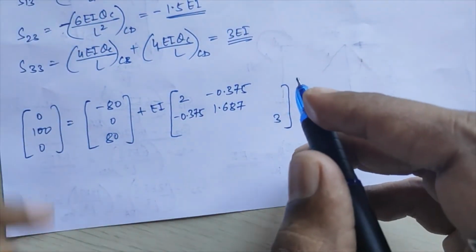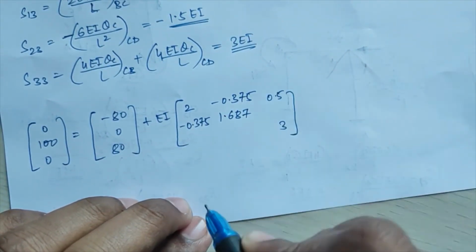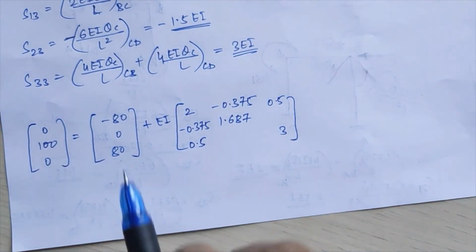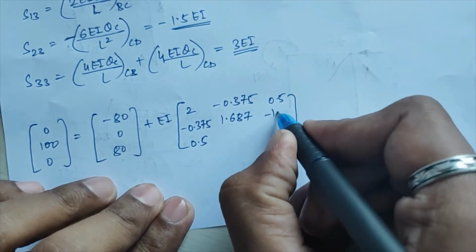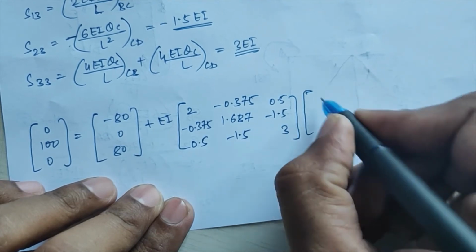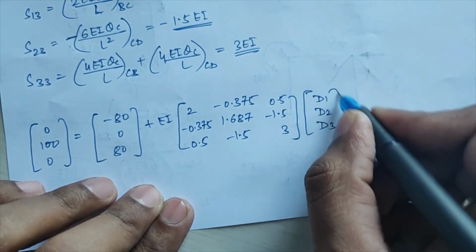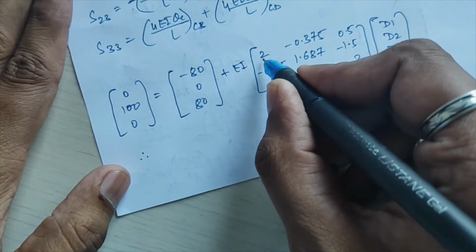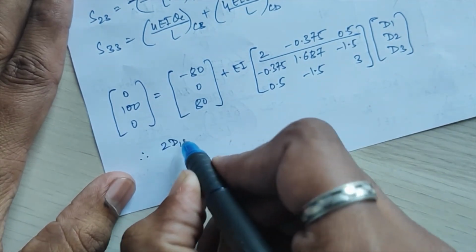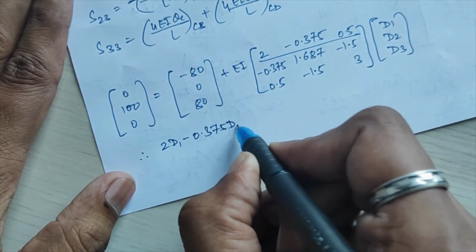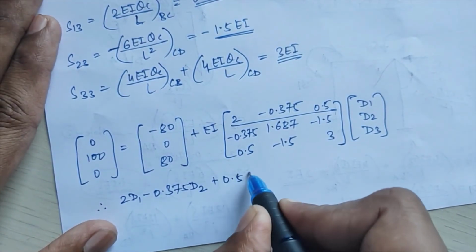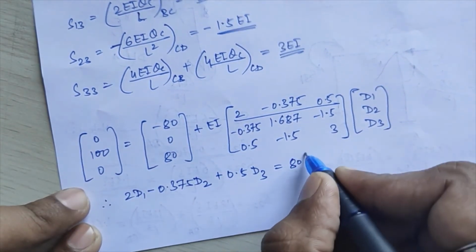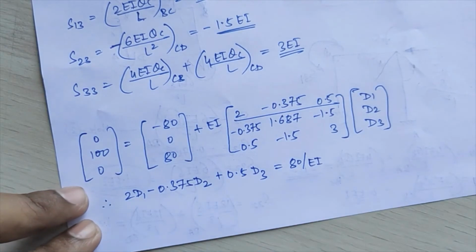Next, S of 1, 3 I am getting as 0.5, the same value for S of 3, 1. S of 2, 3 I am getting as minus 1.5 and S of 3, 2 as minus 1.5, multiplied by D1, D2 and D3. So if I get equations from this, first equation is first row multiplied by column: 2D1 minus 0.375 of D2 plus 0.5 times D3 is equal to 80. After going to RHS it becomes positive, so 80 divided by EI.